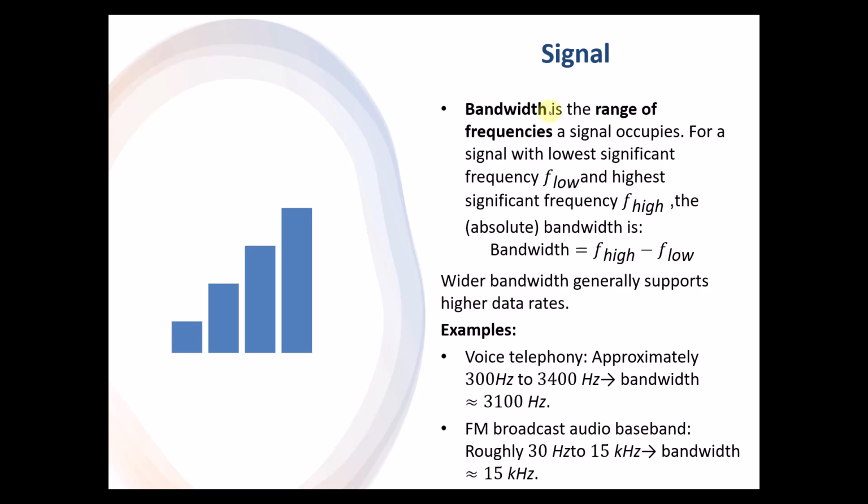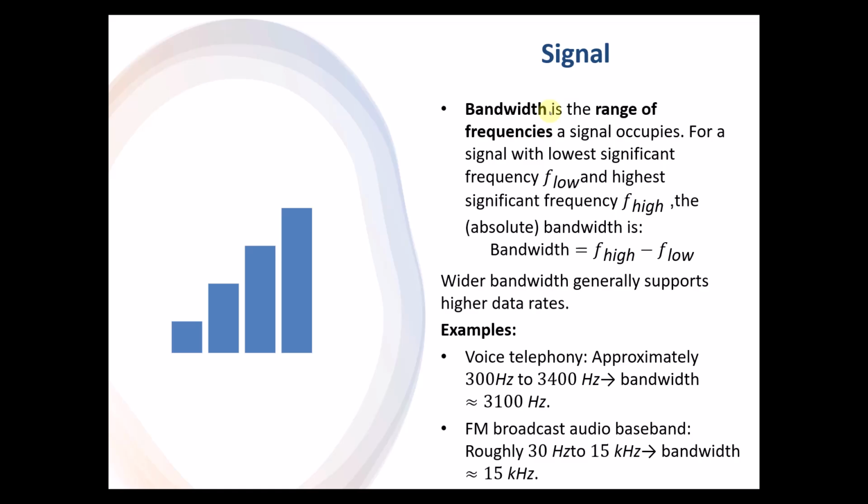Example, voice telephony. Our telephone system has a bandwidth between 300 Hz to 3400 Hz. So the bandwidth is the F high, which is 3400, minus the F low, which is 300. So approximately the bandwidth of our normal telephony system is 3,100 hertz. Just 3,100 hertz is the frequency range with which the data that is being transmitted on the telephone line, your voice, will be carried.